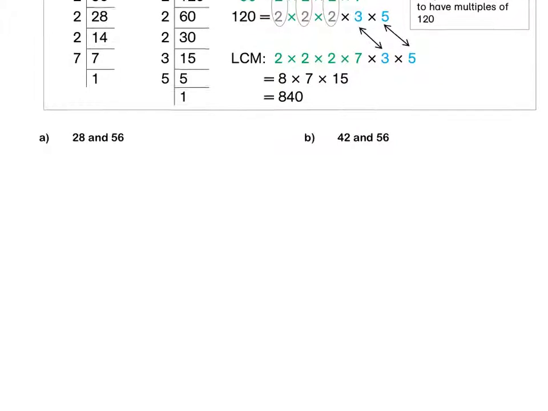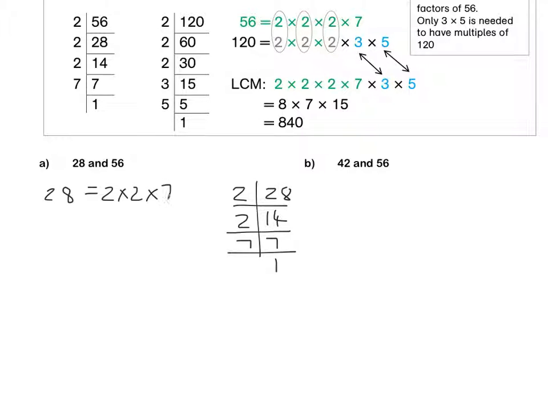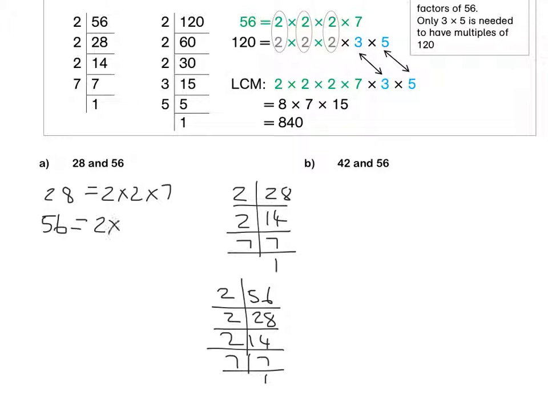Let's do A together. So write down with me. 28, we factorize, nice and easily. So 28 is equal to 2 times 2 times 7. Then we need to factorize 56. 2 goes into 56 twice, 28, 2, 14, 2, 7, and 7 once. You can check these by yourself. So 56 is equal to 2 times 2 times 2 times 7.